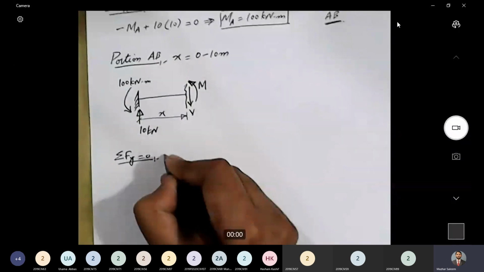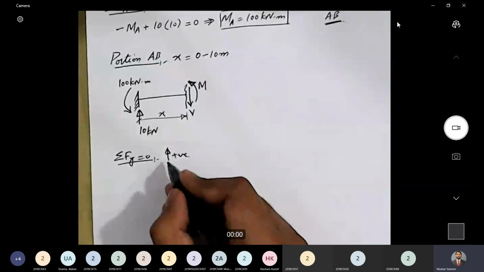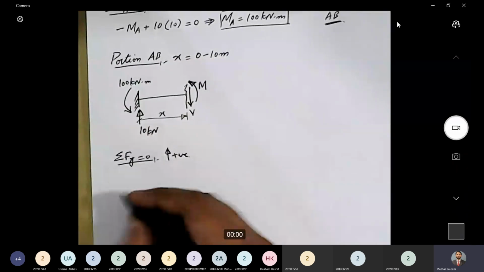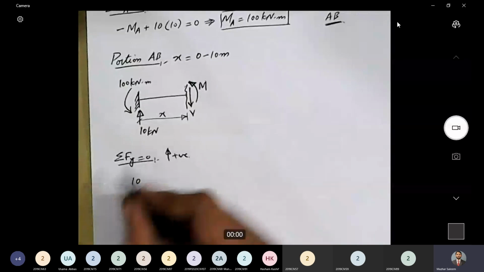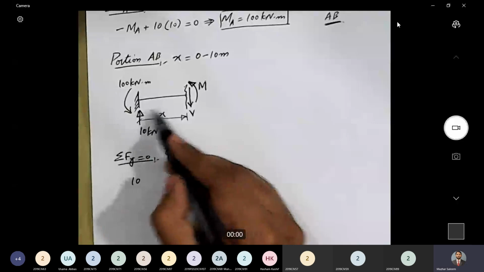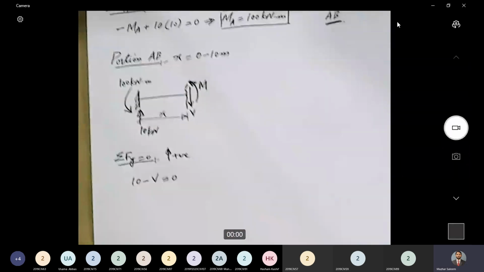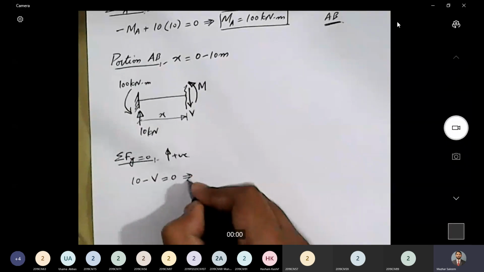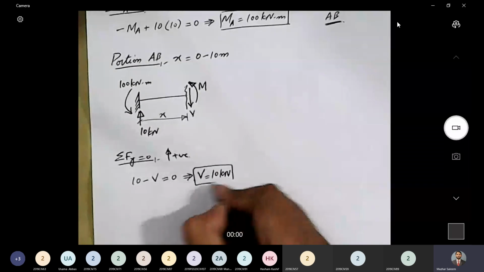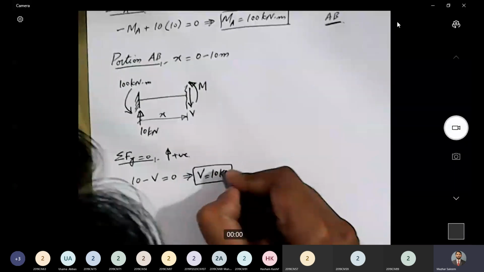Now the equation for sigma Fy equal to 0, and our convention is upward positive. How many forces are acting in vertical direction starting from this end? 10 kilonewton is acting in upward direction, so positive 10. Then we move right. What else? This V is acting in downward direction, minus V. There is no other force along Y direction. This implies V is equal to 10 kilonewton. So again, for portion AB, we have got a constant value of shear force, and that is equal to 10 kilonewton. Okay. Now the equation for bending moment.